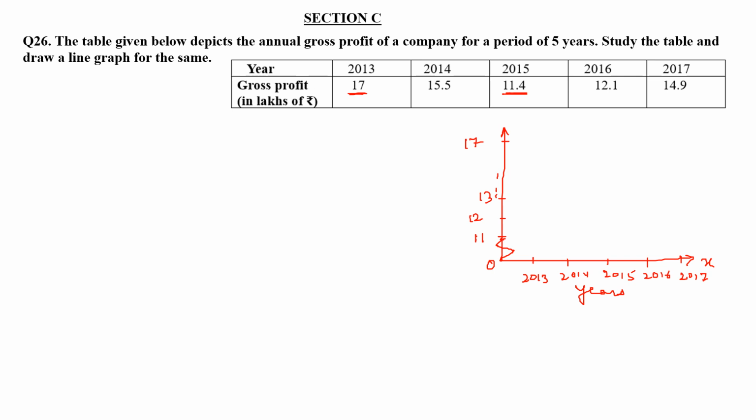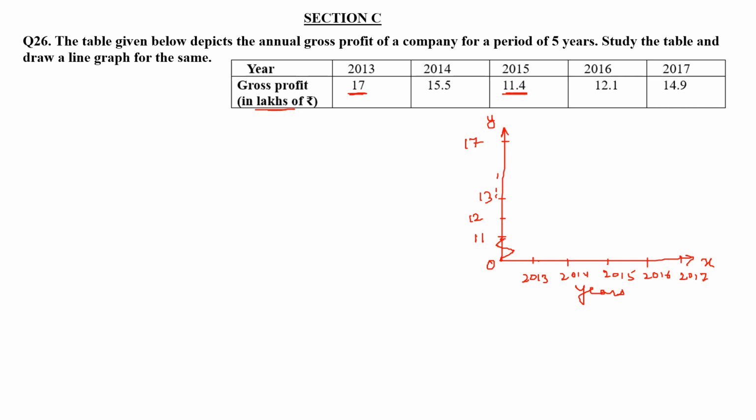So if you see in x-axis, I have taken a scale of 1 year, isn't it? 2013 to 14, 14 to 15. The scale is 1 unit is 1 year. And here also in y-axis, if you see the scale is 1 unit equal to 1 lakh. The value is given in lakhs, right? So the gap is 1 lakh.